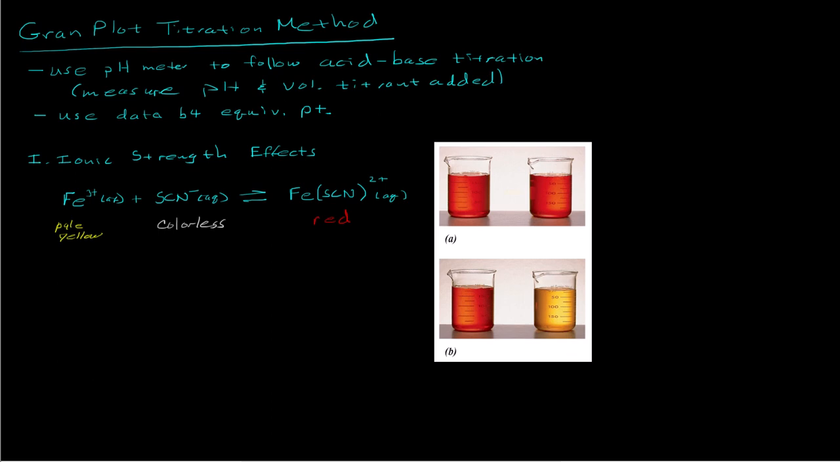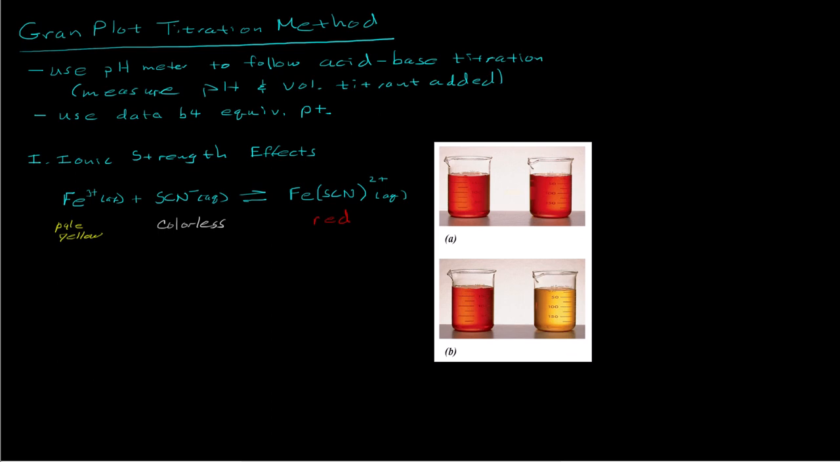So to talk about how this method works, we're first going to need to discuss a couple of other important effects. These will dovetail nicely with the content in Chapter 8 of Quantitative Chemical Analysis by Dan Harris, the 9th edition. So we'll be talking about that in Chapter 8. We're going to talk a little bit about ionic strength effects.